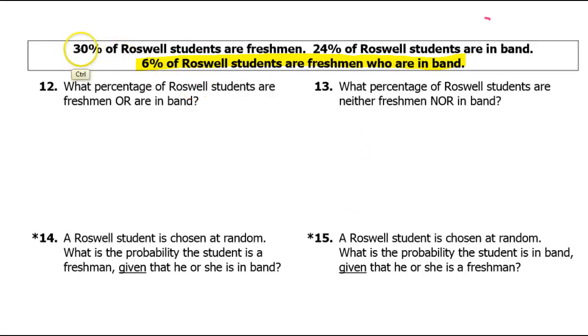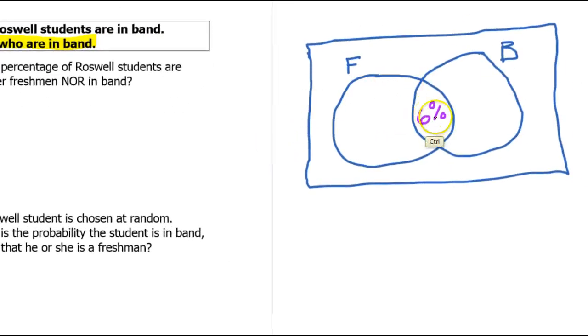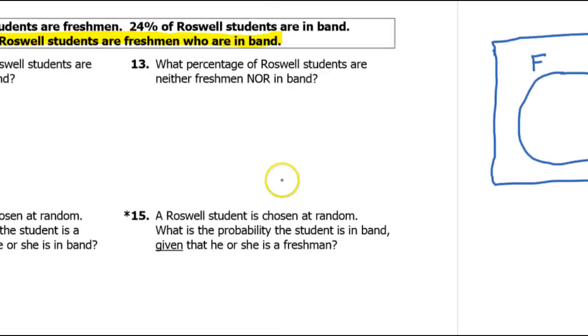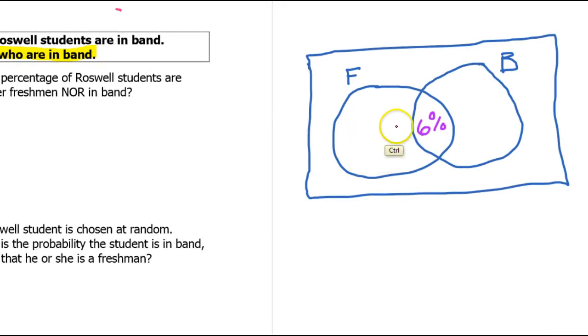Anyway, 30% of students are freshmen. Okay, 6% have already been accounted for here in the overlapping section. So when they say 30%, I'm not going to put a big old 30 out here. That would be wrong. This must be 24% for a total of 30%.